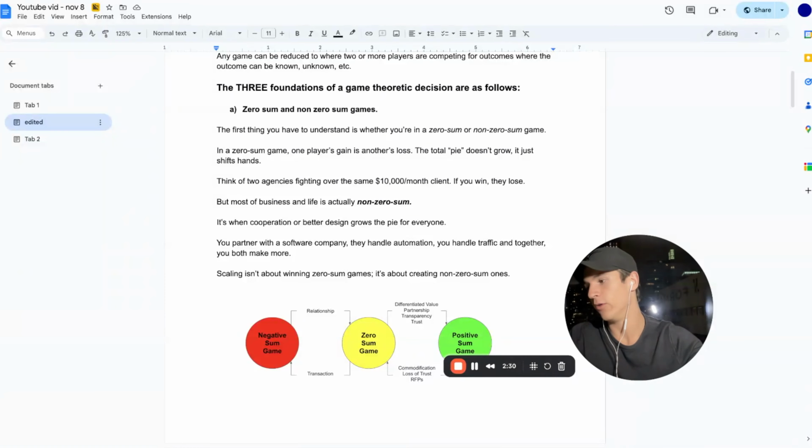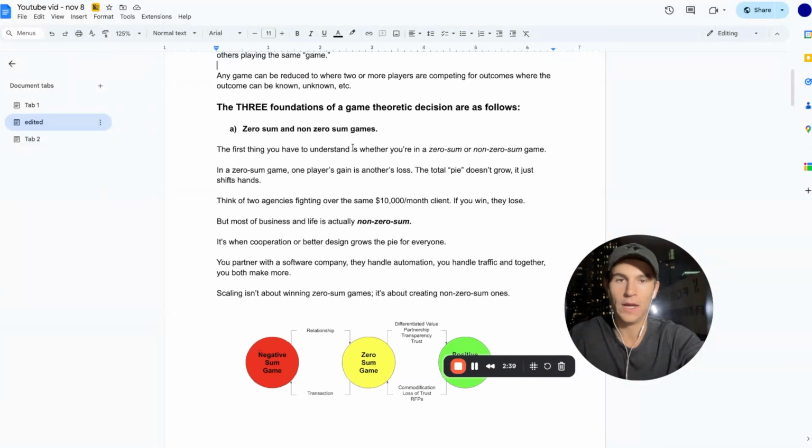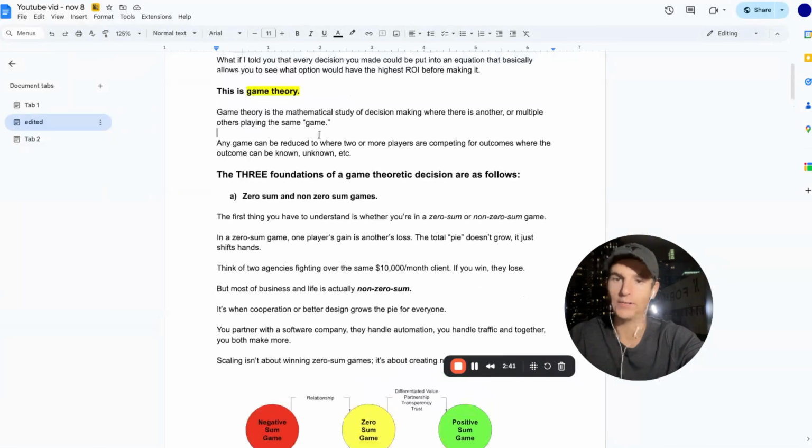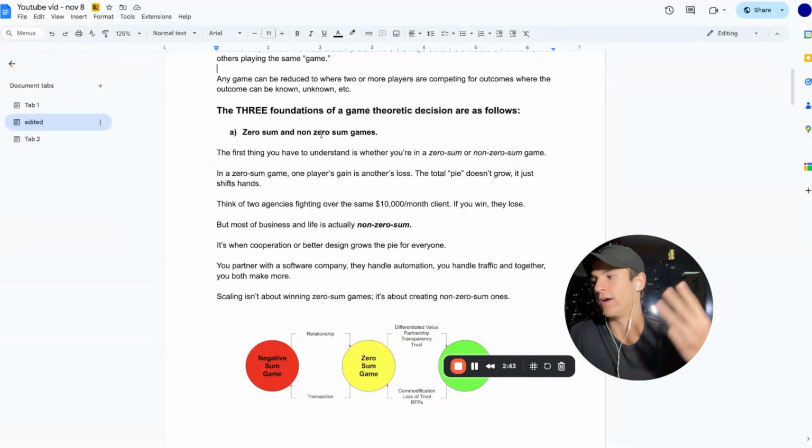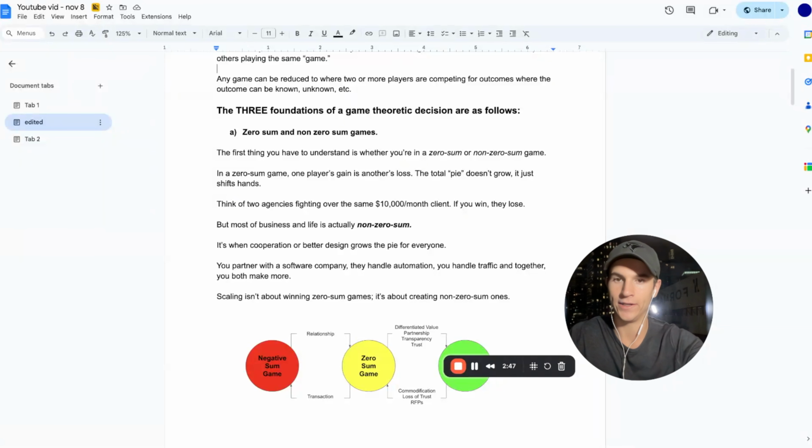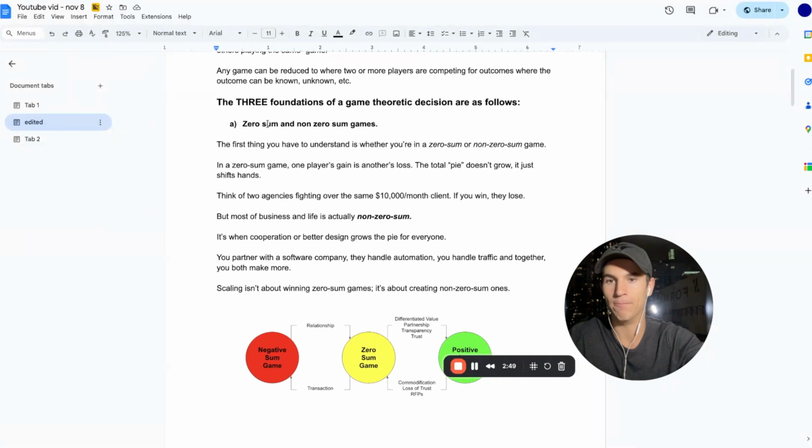There are societal things that you can put around it, like, okay, you make this much money or you have a Lamborghini and you've won the game, but you get what I'm trying to say here. Okay, so there are basically three foundations of game theory that you have to understand that give you a really good understanding. The first is zero-sum and non-zero-sum games.